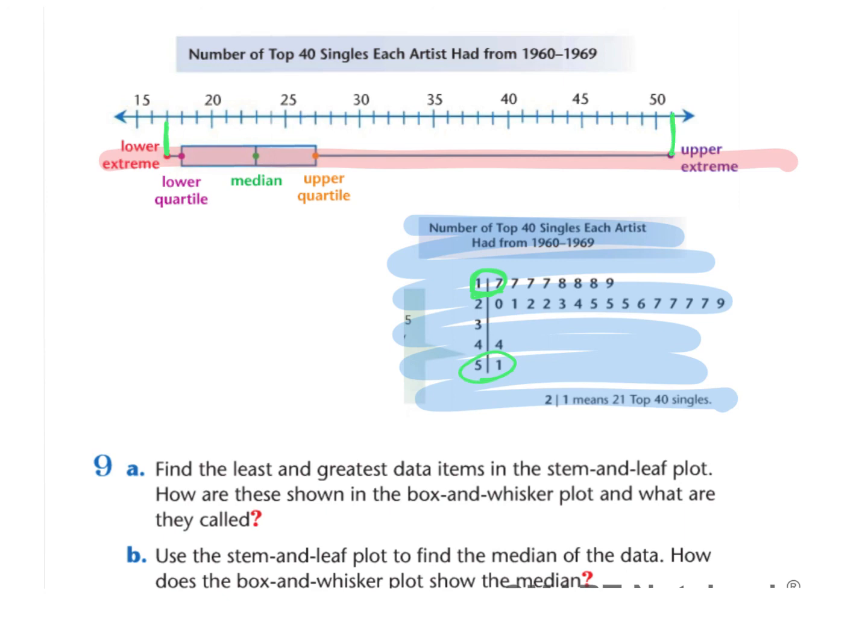So what are they called on the box and whisker plot? Lower extreme and upper extreme. Use the stem and leaf plot to find the median of the data, and how does that show on the box and whisker plot? Well, we're just going to look at the box and whisker plot. The median is right here in the middle of our box, which is 23. So we know our median is 23.